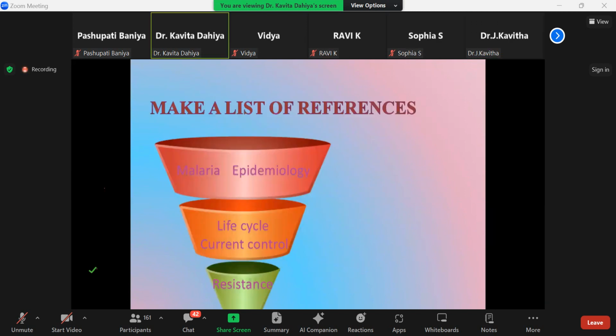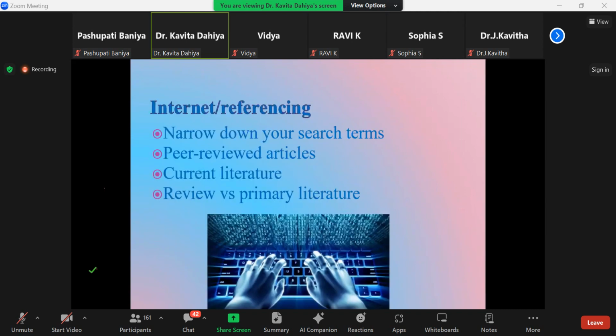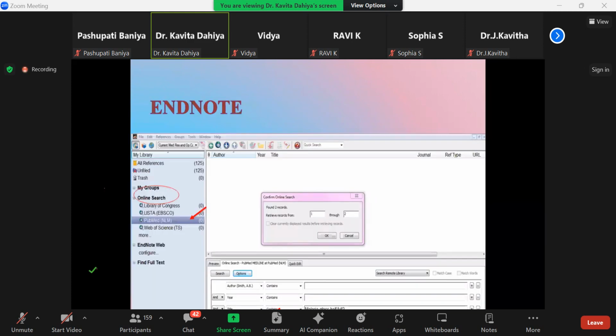This is the example which I have included here: malaria epidemiology, life cycle, current control, and resistance. So, internet referencing, which narrows down your research items, peer-reviewed articles, current literature review versus primary literature review. These are the tools which may be significant for your literature review. Literature review is very important for your study, so we cannot ignore the literature review at any part.